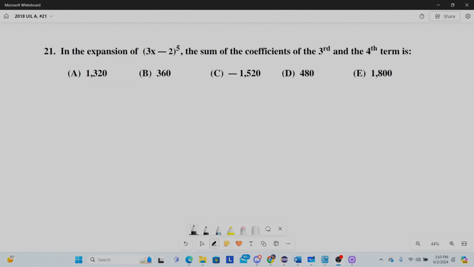Okay, the next problem comes from the year 2018, the UIL A release number 21. It says in the expansion of (3x − 2) raised to the fifth, the sum of the coefficients of the third and fourth term is.